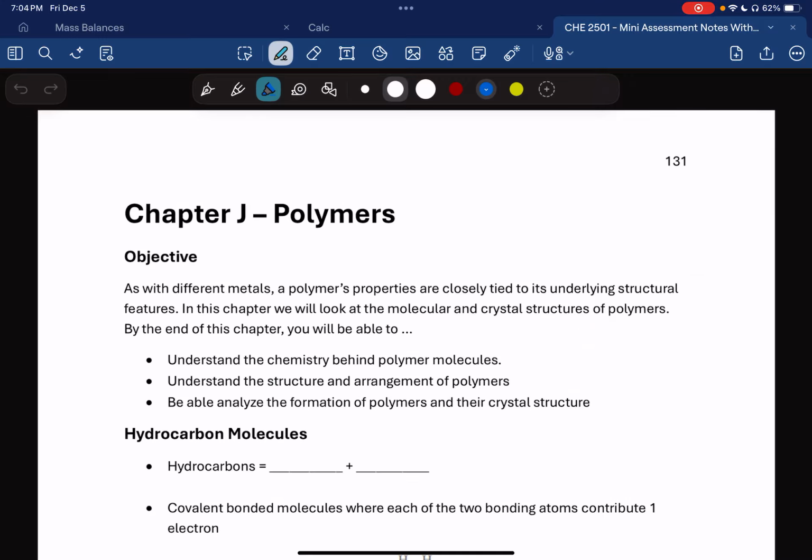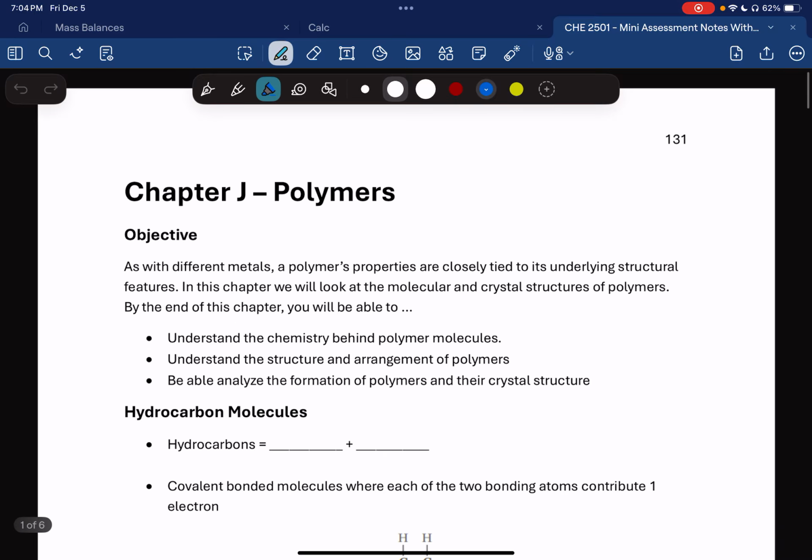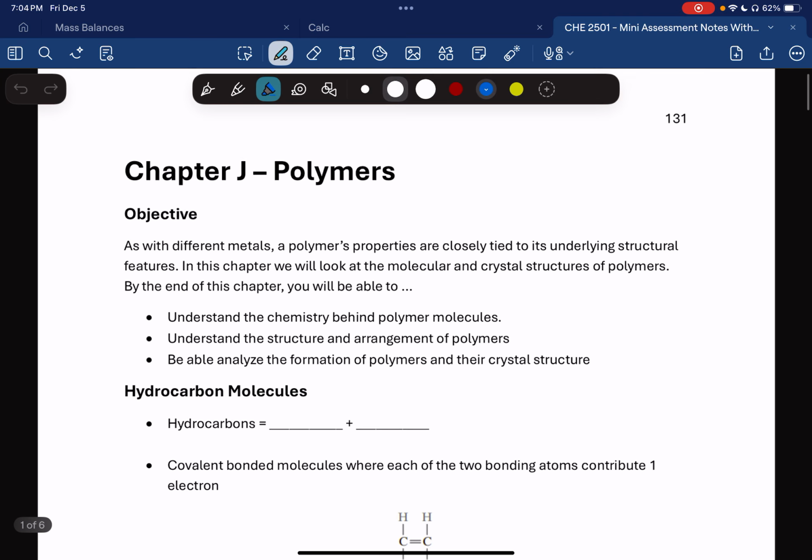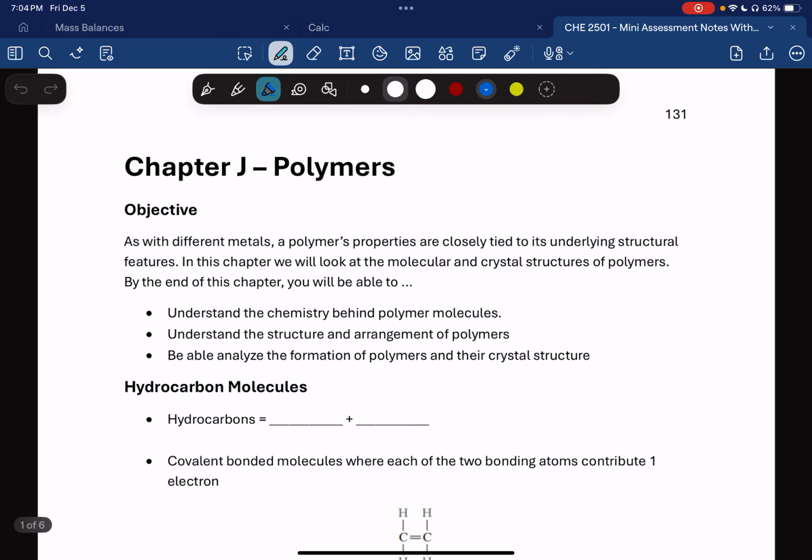This is my lecture on Chapter J, Polymers. This chapter is all about polymers and their structure and their chemistry and their formation, really. So, the objectives for after you finish this chapter are these bullet points under here.